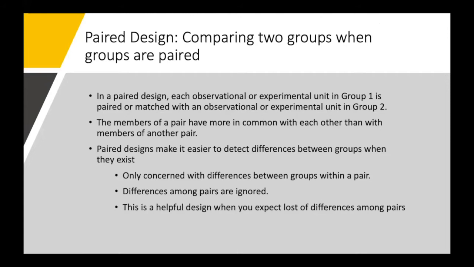And what I mean by this is that each observation in group one is logically matched with a corresponding observation in group two. In a paired design, we're only concerned with differences between groups within a pair, and we're not concerned with the differences that occur across pairs. And this is a particularly helpful design when you expect there to be a lot of differences among entities or subjects.